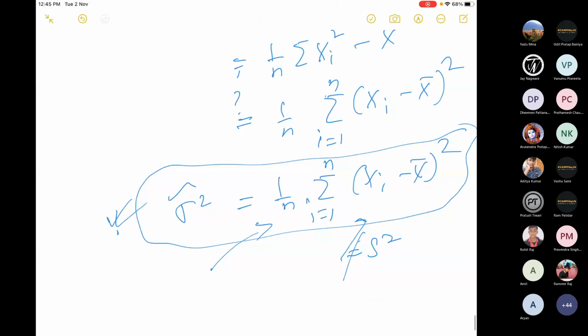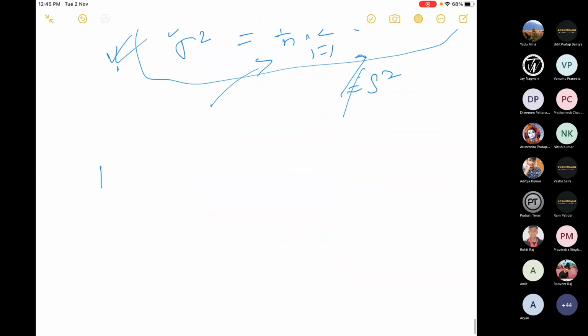Now let's see another example quickly. Let's say here, I'm just writing f(x; theta). I'm just writing the PDF, which is, let's say, theta x to the power theta minus 1 if 0 less than x less than 1, and 0 otherwise.